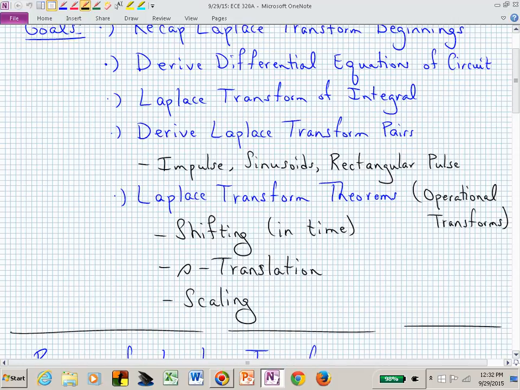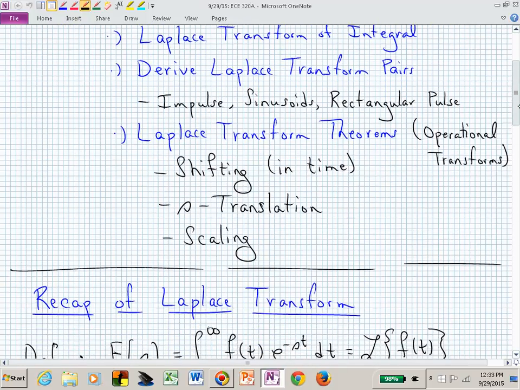And we'll talk about shifting in time. We'll actually talk about sifting today. That was without an H if you couldn't tell. We will look at S translation, or translating the frequency variable S. S, again, is a complex number that can have a real part and an imaginary part. That's what I want you to be thinking about. And then we will talk about scaling.